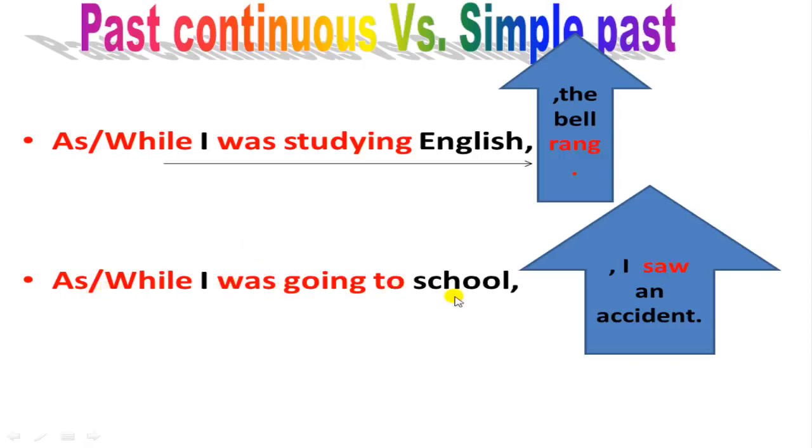While I was going to school, I saw an accident. So I was on my way to school. I was going to school. And all of a sudden, I saw an accident. So I stopped and I called the ambulance. I stopped walking to school. So here you have an action that was going on, another action came and stopped it. The first one, past continuous, the second one, simple past.